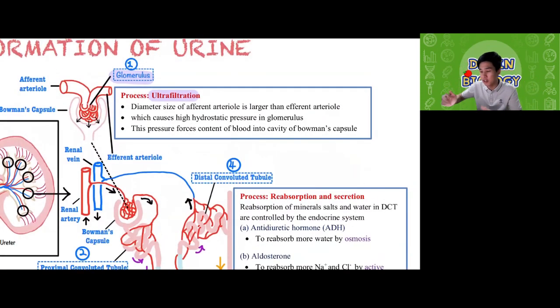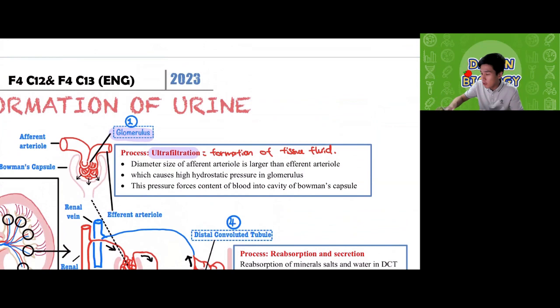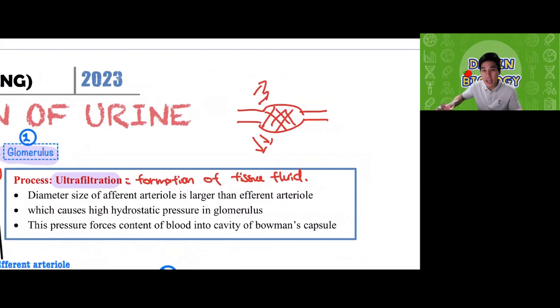Now, how does this process occur? You actually learned it before, because it's the same process as the formation of tissue fluid, Form 4 Chapter 10. Remember this? When your artery flows to the capillaries, suddenly your blood will come out from the capillary and form tissue fluid inside the intercellular spaces, remember? Here is exactly the same.